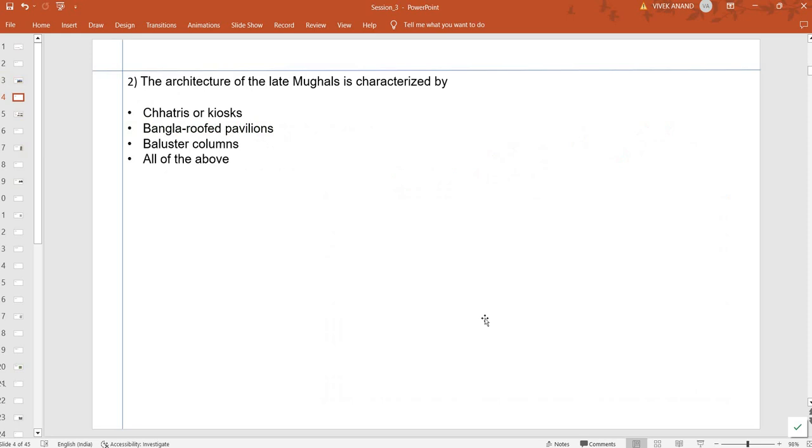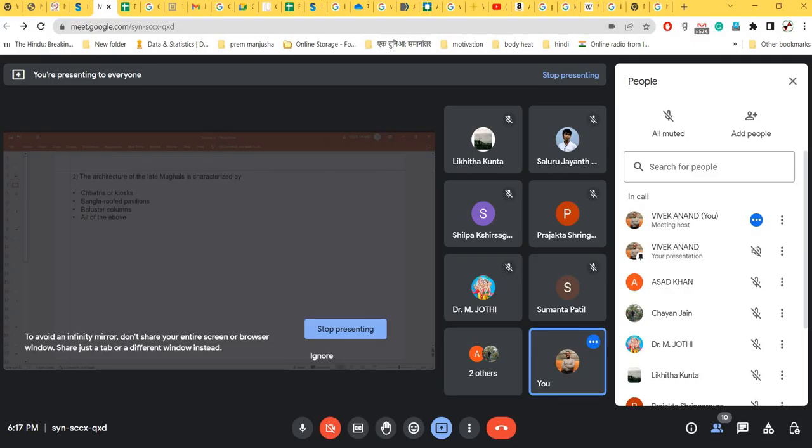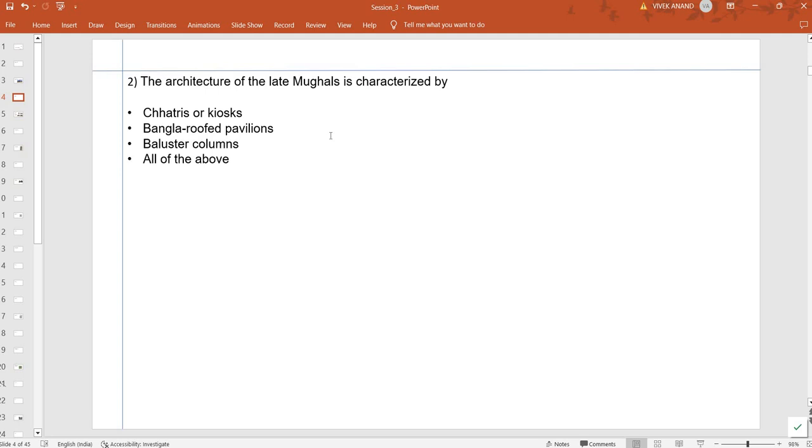Okay, so let's go to the next question. This question says the architecture of the late Mughals is characterized by: the options are chhatris or kiosks, Bangla roof pavilions, baluster columns, and last is all of the above. Can anyone quickly answer this question? I think it is very easy. If you remember the structures of the late Mughals, you should be able to answer. Anyone, please. Don't hesitate.